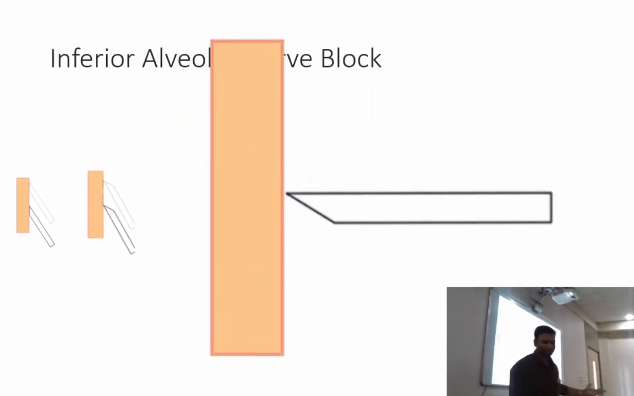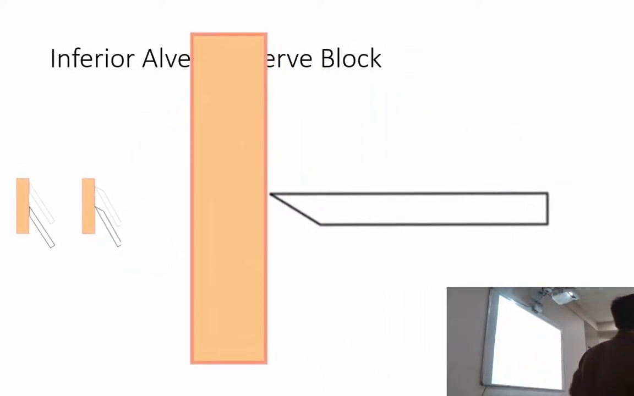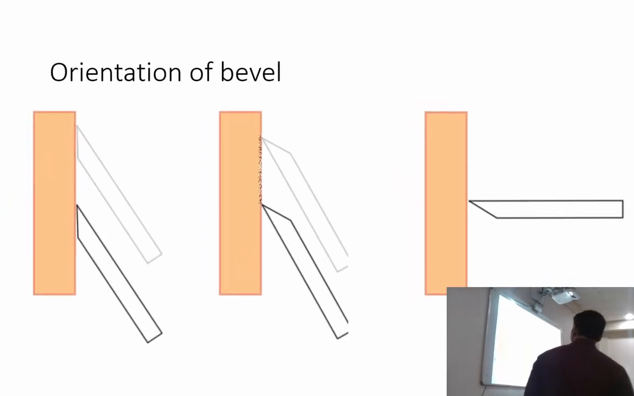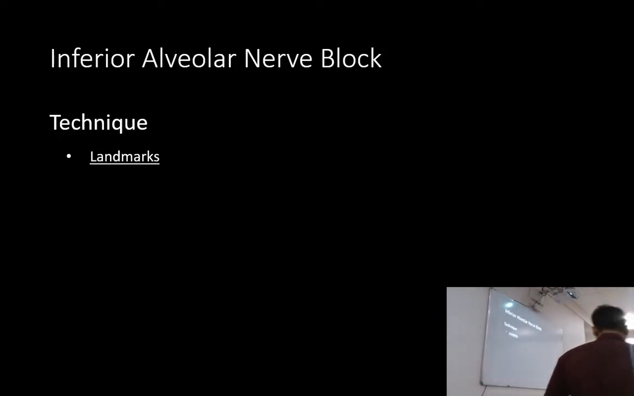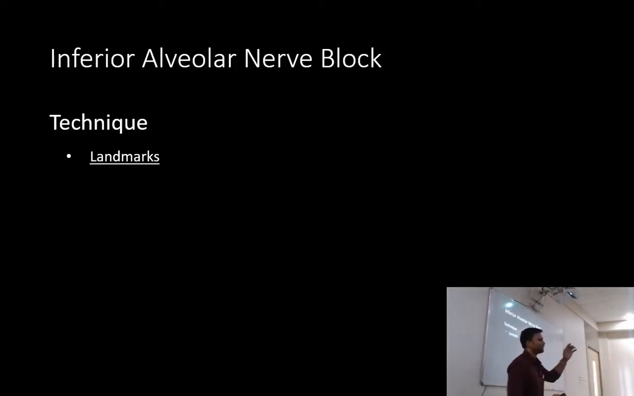And if we approach the bone at a 90-degree angle, it doesn't matter क्या direction रहेगा bevel का, but you have to make sure that you contact the bone gently, pressure नहीं लगाना है. So this was the orientation of bevel. Now we come to the technique. Now landmarks. In any blocks, if you have read properly the Malamed local anesthesia textbook, in that we are given a set of landmarks in every block.